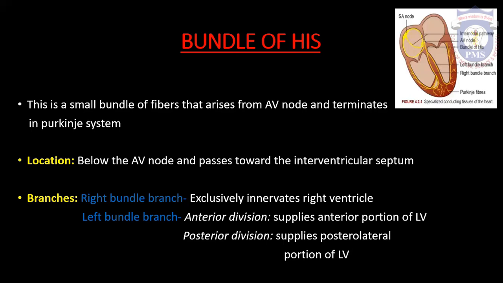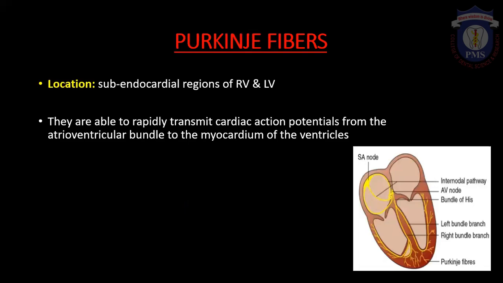Now, the last component of the conducting system is the Purkinje fiber. Purkinje fibers are located in the subendocardial regions of the right ventricle and left ventricle. Now, they are capable of rapidly transmitting the cardiac action potential from the atrioventricular bundle to the myocardium of the ventricle. That is the key feature of Purkinje fibers. From each bundle of His, many Purkinje fibers arise, and they spread all the impulses throughout the ventricular myocardium. That is the function of Purkinje fibers.